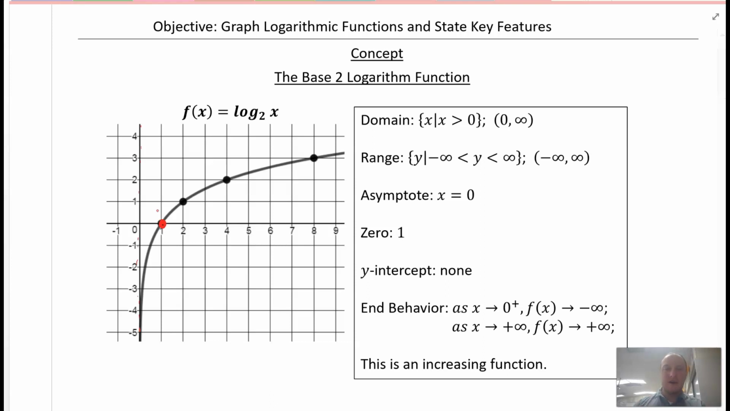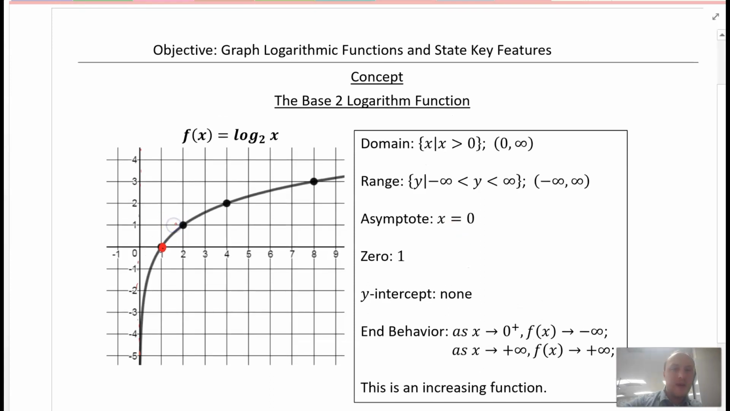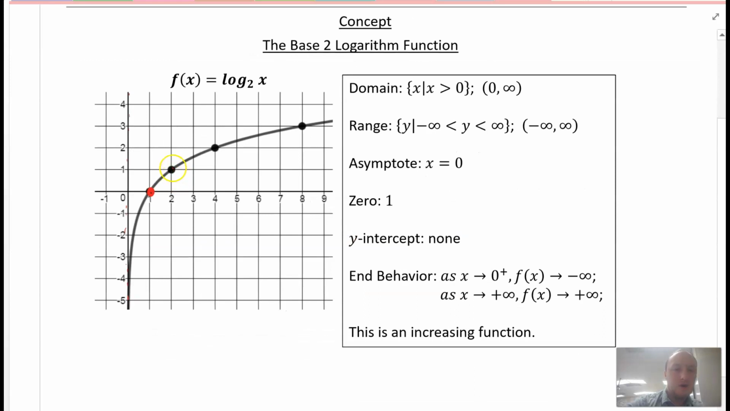Now, the second point that we'll use will always be what that base is. So log base 2. At 2, I'll go over, and then my next point will be 1. Whatever that base is, that's our next point. The other points are derived from the inverse of the exponential function 2 to the power of x.